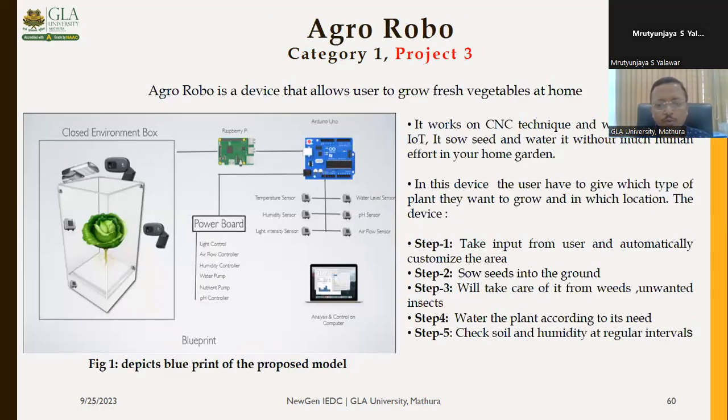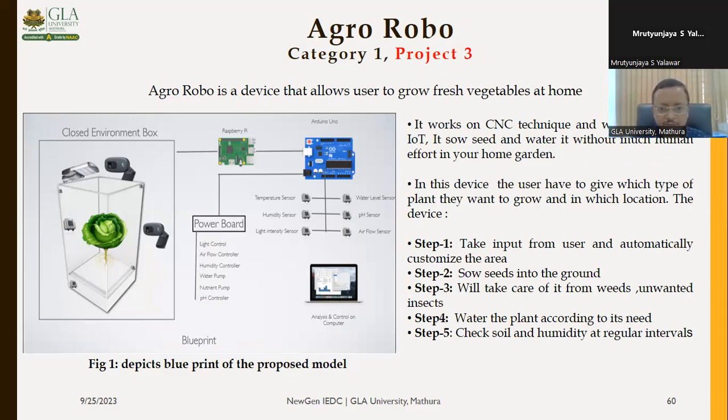This is the Agro Robo, which agriculture people can utilize to spray fertilizer, to sow seeds in the ground, and to check the humidity and moisture in the soil. So this complete robo will give different facilities for our farmers.